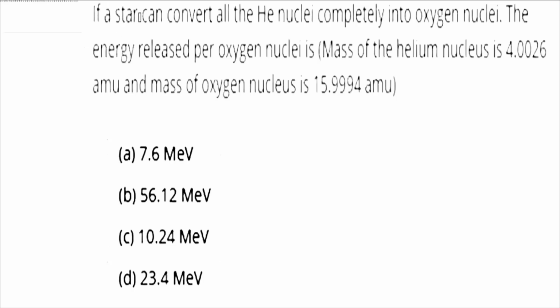Hello everyone. If a star converts all helium nuclei into oxygen nuclei, the energy released per oxygen nucleus is? So if you see, when two helium nuclei convert into one oxygen, you can see the mass of the helium nucleus is given here and the mass of the oxygen nucleus is this. So you can see the mass here is changed, right?